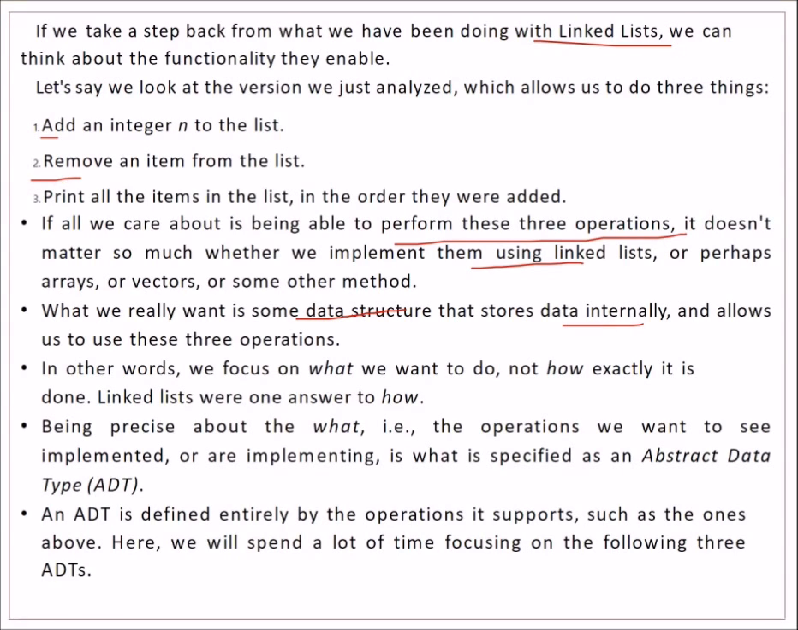In other words, we focus on what we want to do, these three operations, and not how exactly it is done. Linked list is one of the answers to how. What we want is a data structure where we can add, remove and print. And what are the options? One of the options is a linked list. So let us be precise about this what. That is the operation we want to implement, and it is what is specified as an abstract data type.